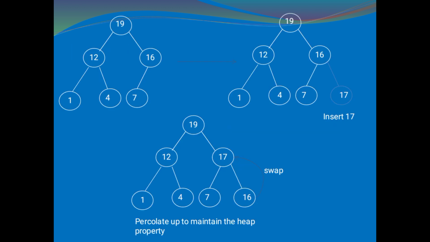See how I have done. Here is a simple tree, that is 19, 12, 16, 1, 4 and 7. Now I am given a new element to insert and it is 17. Now I have to insert this 17 in this heap. So what I will do is just place it after 7 as the right child of 16. If you observe figure 2, then you will know that I have kept it after 7.